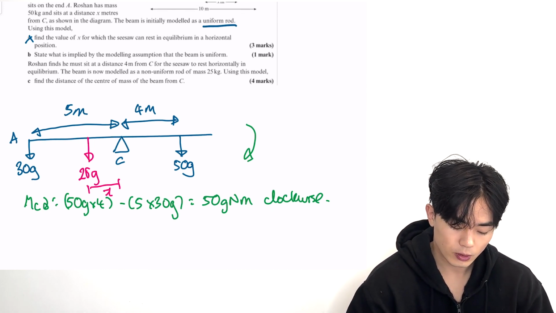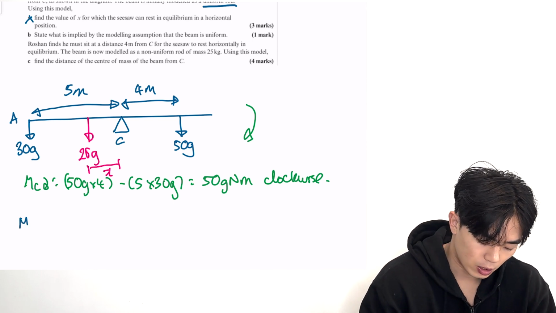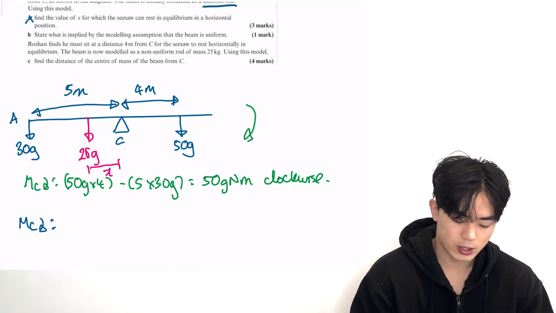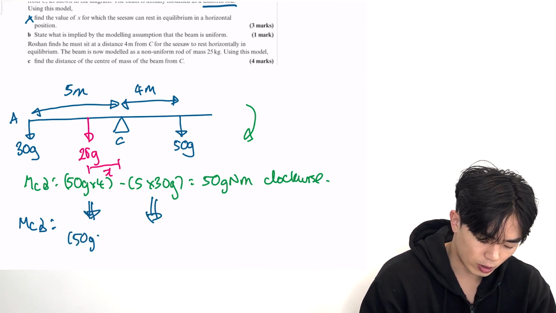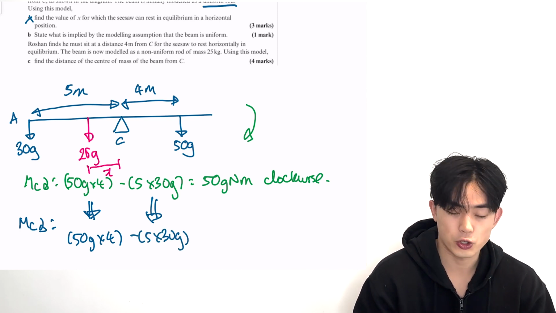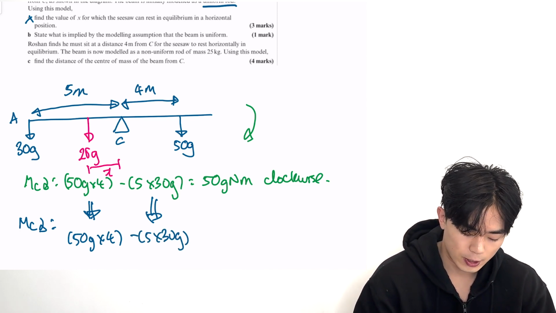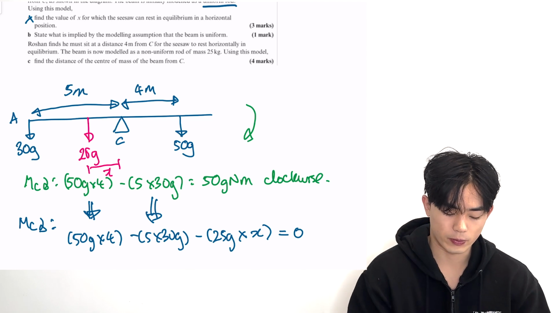Anyway, now we've done the drawing. Now we can actually do moments about C. So moments about C here. As you can see here, it's going to be the same equation here, right? So these parts are going to be the same. So it's going to be 50G times 4 minus 5 times 30G. But now we have an additional moment caused by the 25G, and that's going to act anti-clockwise. It's going to be negative 25G times the distance x, which is equal to 0, like this.